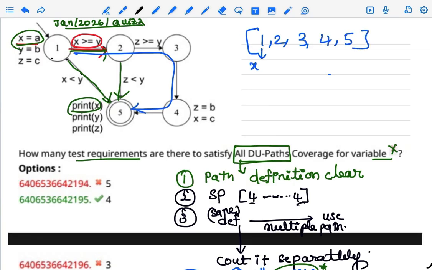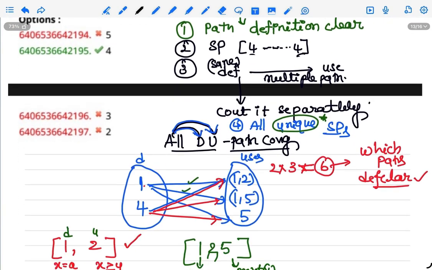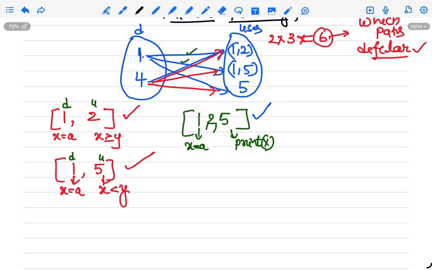Here the definition is x equal to a and the use is print x, but in between there is a redefinition, x equal to c. So it is not a def clear path. This path, 1, 2, 5, is def clear. You can check all possible conditions. This is allowed.